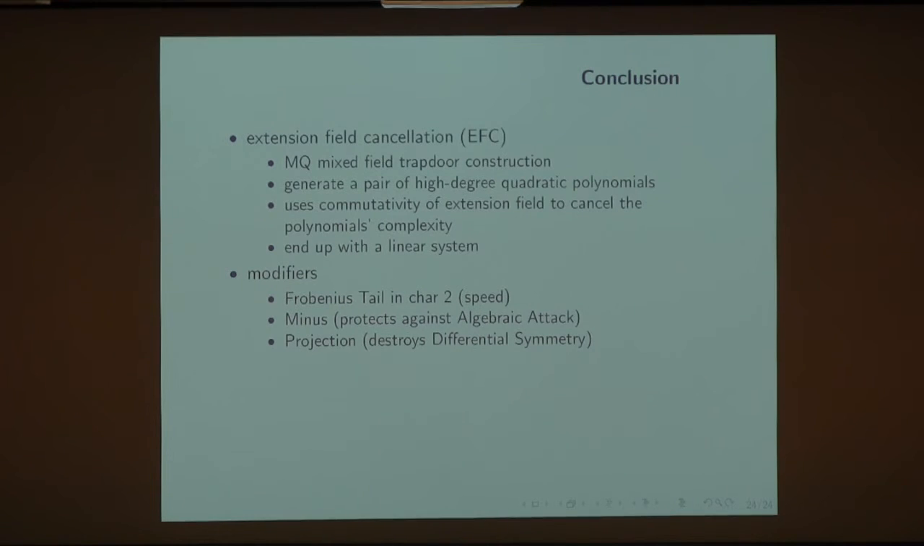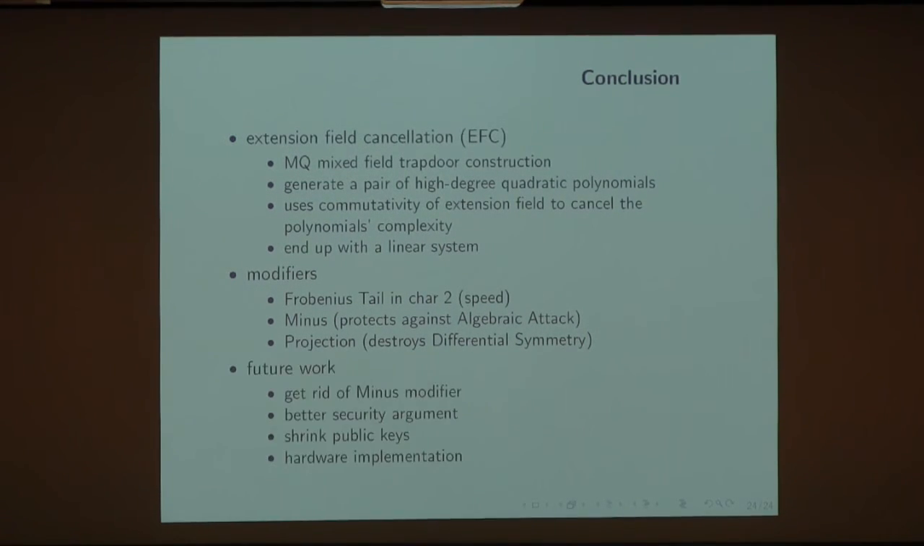We propose to use 3 modifiers: Frobenius tail, which was adding this extra term, which unfortunately only works in characteristic 2 and 3, minus, which consists of dropping polynomials from the public key, and projection, which consists of choosing A and B to be singular and n to be prime.